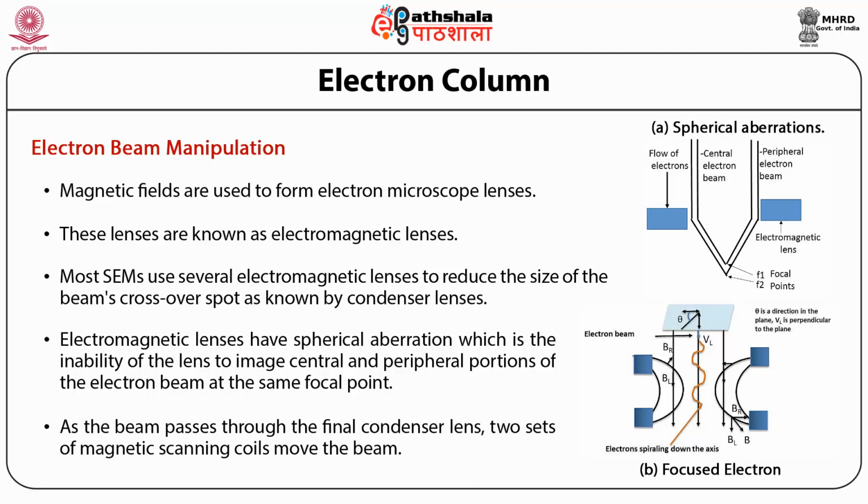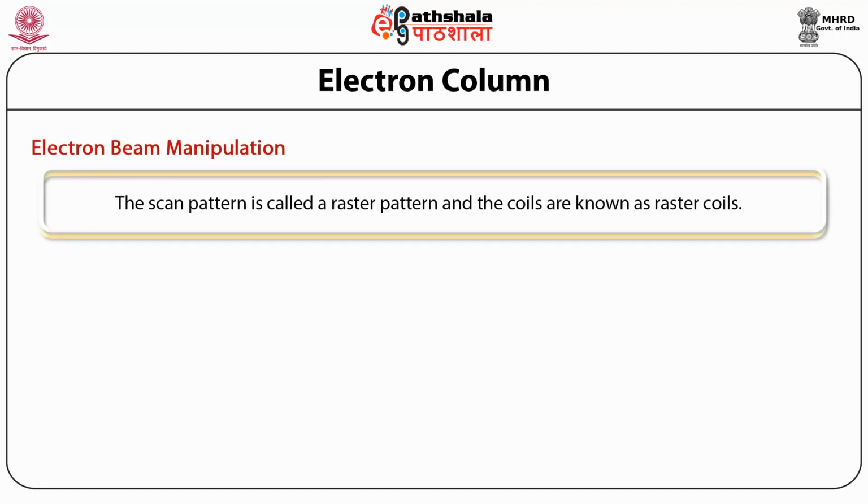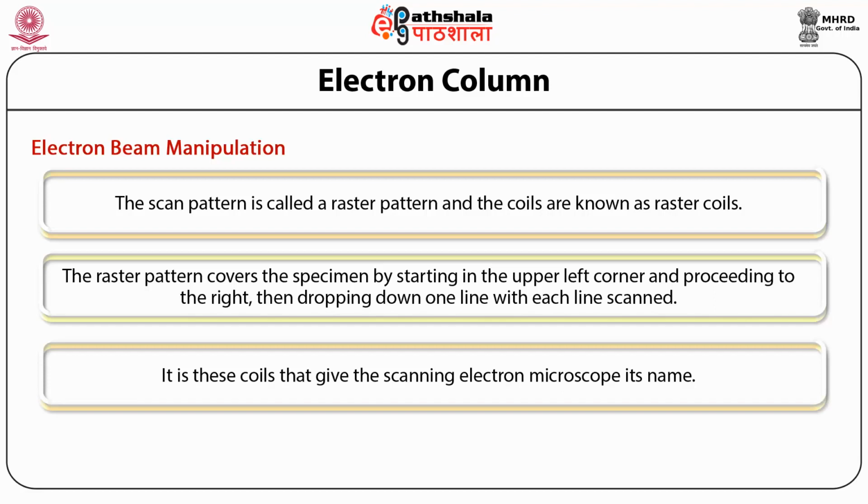These oppositely arranged magnetic coils allow scanning in both the x and y direction, and the schematic is given in figure 4b. The scan pattern is called a raster pattern, and the coils are known as raster coils. The raster pattern covers the specimen by starting in the upper left corner and proceeding to the right, then dropping down one line with each line scanned. It is these coils that give the scanning electron microscope its name.